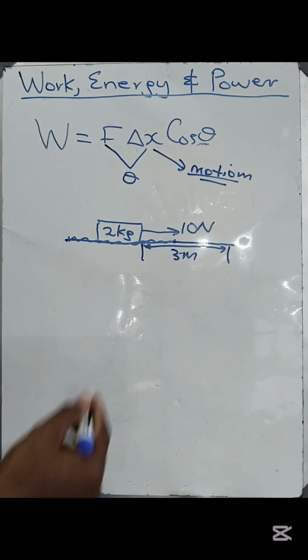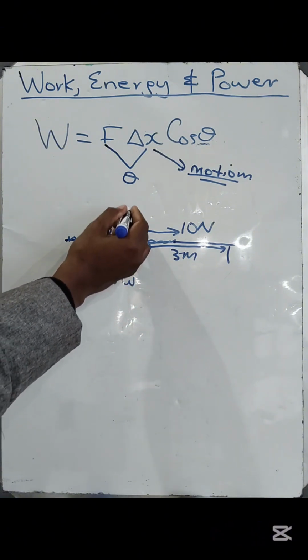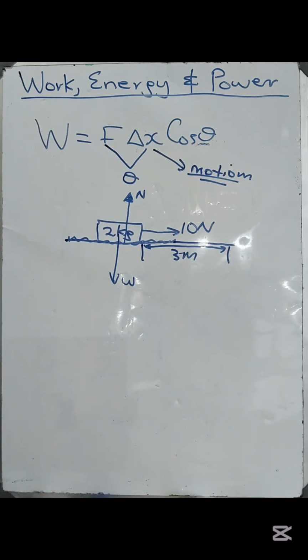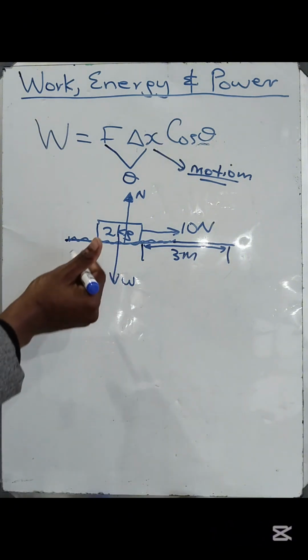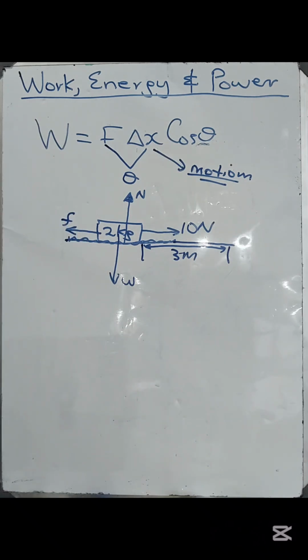Okay, so we draw a free body diagram. Remember we have a weight on the object. Then since we have a surface, we have a normal force. A normal force is a force that is perpendicular to the surface, which the surface exerts on an object in contact with it. So we also have a frictional force, because the surface is said to be rough. Now let's say the frictional force is given as 2 newtons. Then we have to calculate the work done by each force, okay?